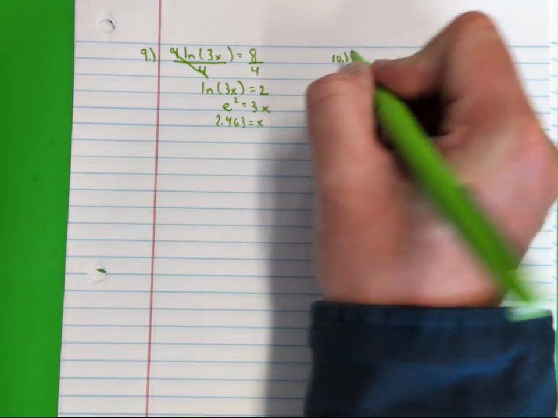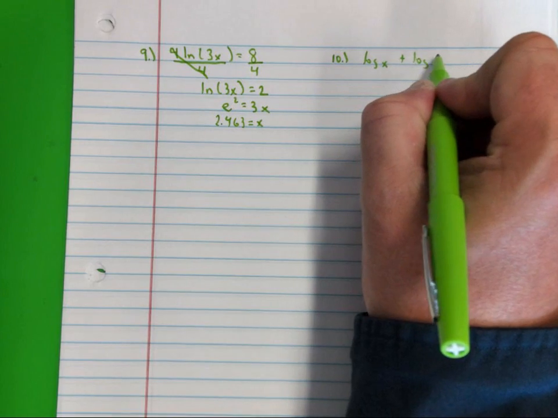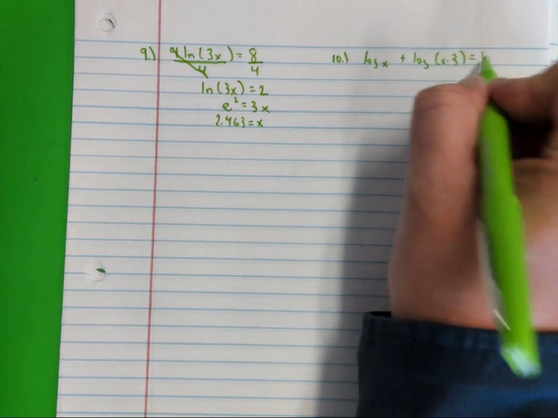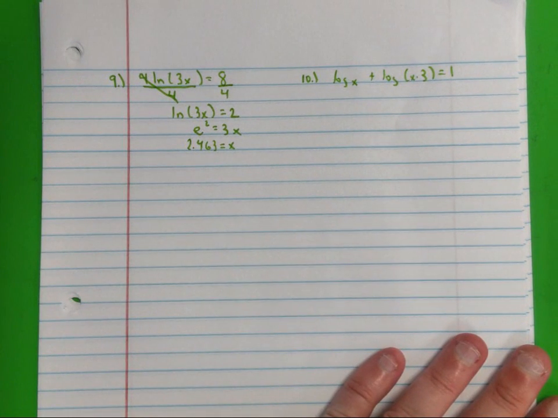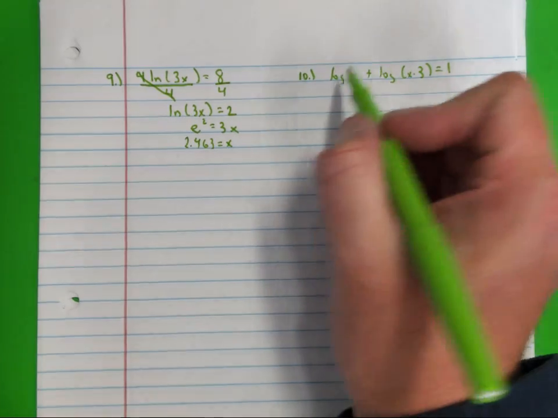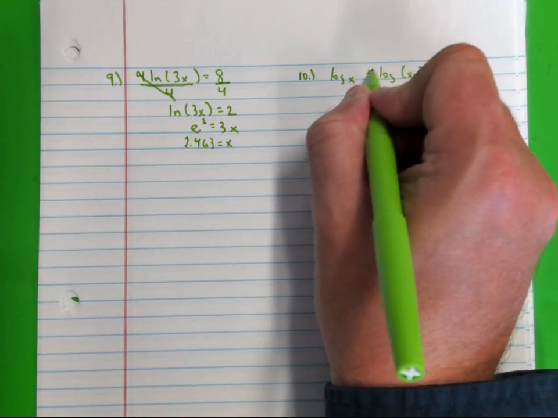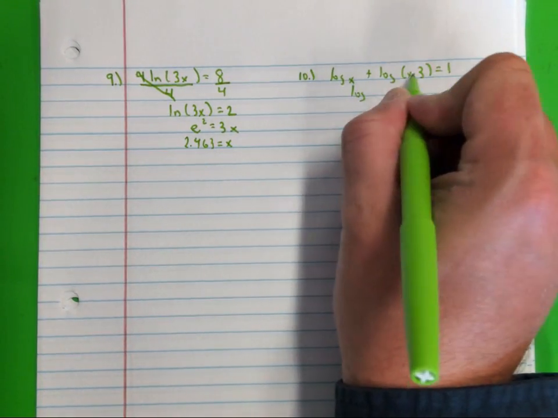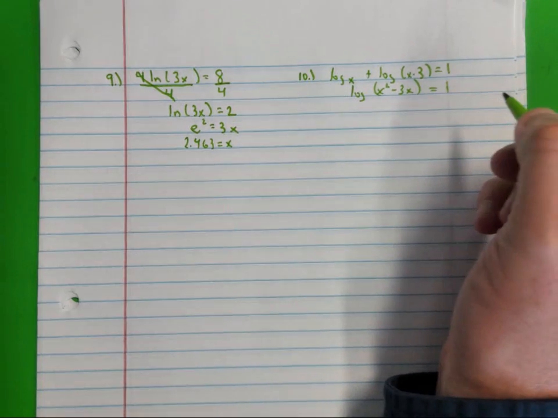Let's look at number 10. We have log x plus log of x minus 3 equals 1. We know this is a logarithmic equation, but because we have more than one log, we need to use the properties of logarithms to condense it into one single log. Both bases are understood 10. Remember, if the base is not there, it's understood to be 10. So since this is addition, we're going to do the product rule. x times x minus 3 is x squared minus 3x equals 1.